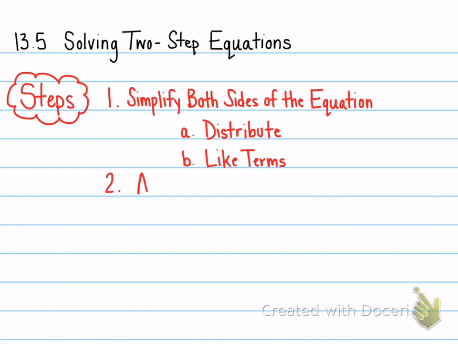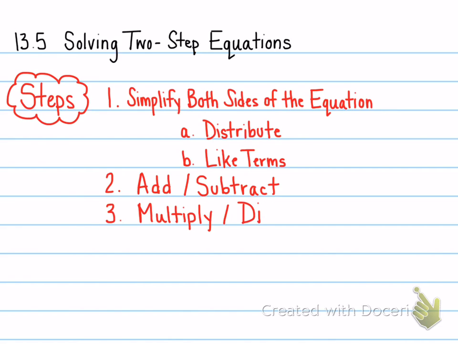So you are first going to add or subtract numbers away from the variable. And then you are going to multiply or divide numbers away from the variable. In both of these situations, you are using the opposite or inverse operation.